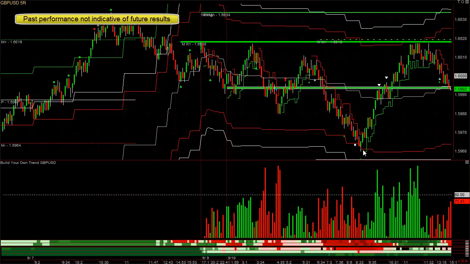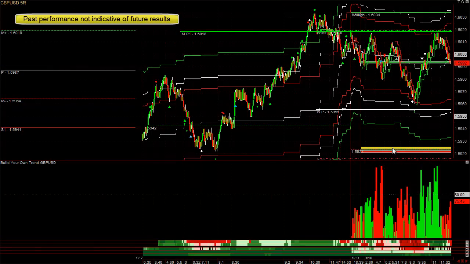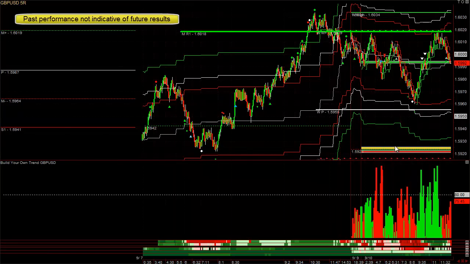And then the lower containment band is a very high probability trade because you can see the weekly trend for the most part, most of the day was up. The monthly trend's up. It's above the previous day's point of control and the previous week's point of control. Let's zoom out a little bit. You can see the previous day's point of control is all the way down here at the low, and it's a very high probability support area.